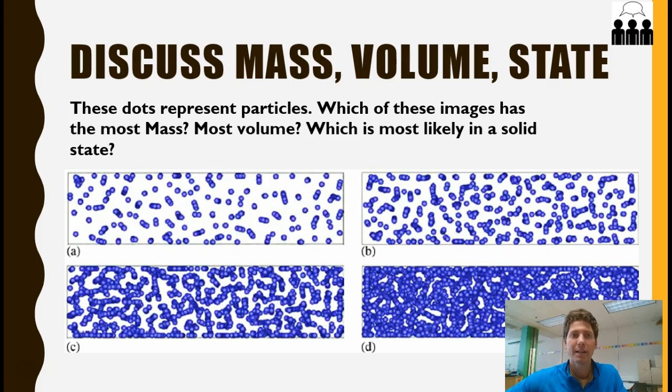Okay, now that you've had a chance to talk about it, let's answer it. Which of these images has the most mass? Well, we've talked about mass being particles. The most particles are located in image D, so this is going to be the most mass. Which has the most volume? We said volume is the amount of space particles take up. All four of these images take up the same amount of space, so they all have the same volume. And which is most likely in a solid state? Well, in image D, the particles are closest together, so they are most likely in that solid state.